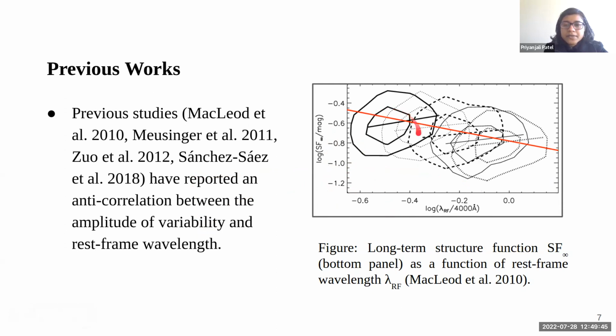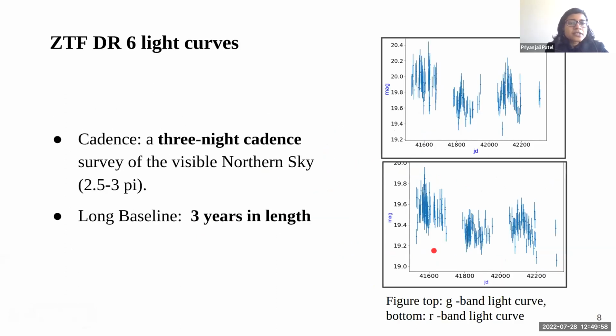And here the different contours represent the different filters, and this red line is the median power law that is fitted from left to right. So in this study, we are using the CTF data release 6 light curves, where the light curves have a 3-night cadence and the baseline is of 3 years length with the yearly gaps.